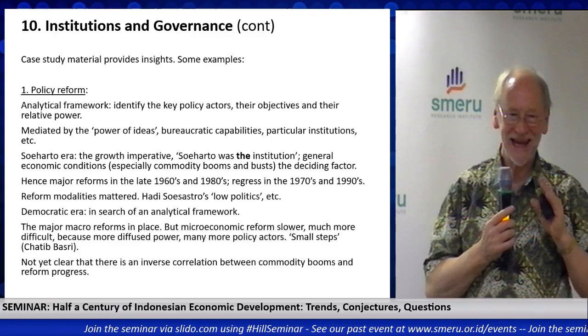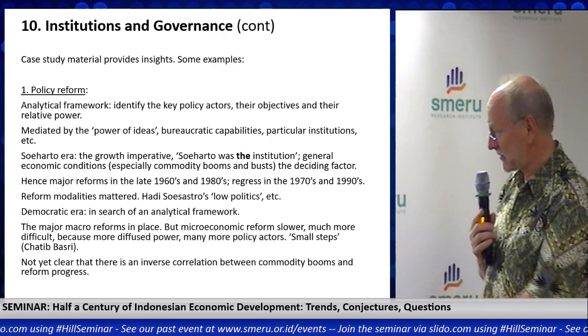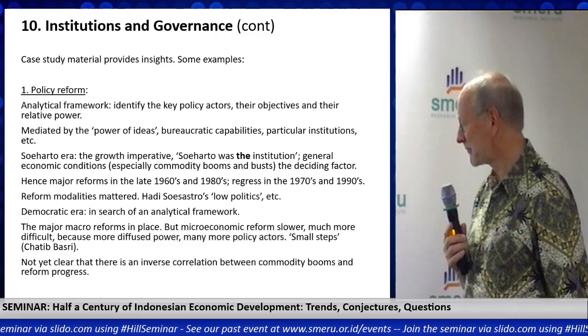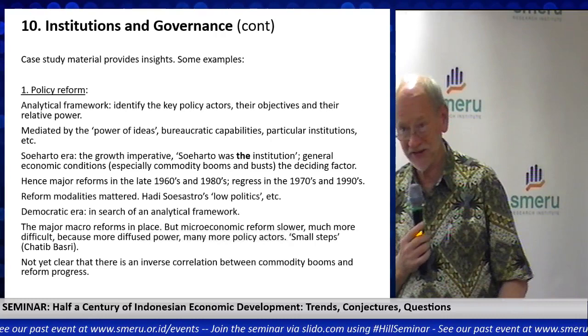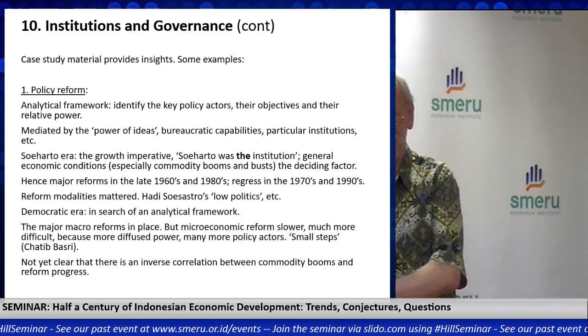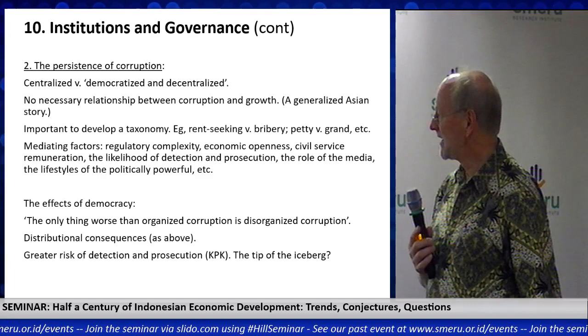So one approach is perhaps what Dede suggested in a recent paper. You have to think of a strategy of small steps, not big bang reform anymore, just small steps, incremental progress, maybe. And I mentioned before, there's no clear correlation between commodity booms and reform. That's the argument in that nice paper by Pak Acho Patunru and Pak Shamsu Raharja. This is again where I need your advice, but this is the way I'm thinking about it. Another case study I'm looking at is the persistence of corruption.